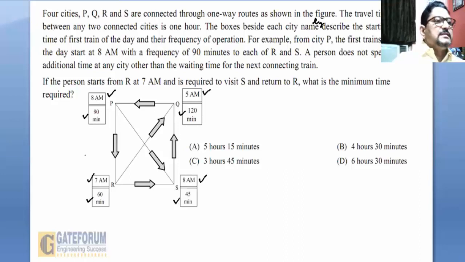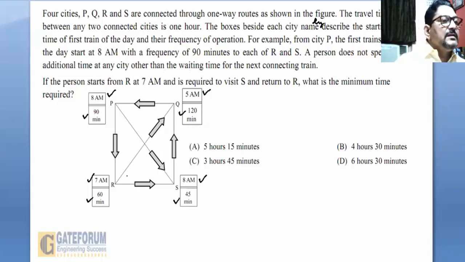And likewise, an example is also given. For example, from city P, the first trains of the day start at 8 a.m. with a frequency of 90 minutes to each of R and S. Quite naturally, because from P, you can go to R as well as go to S. A person does not spend additional time at any city other than the waiting time for the next connecting train.